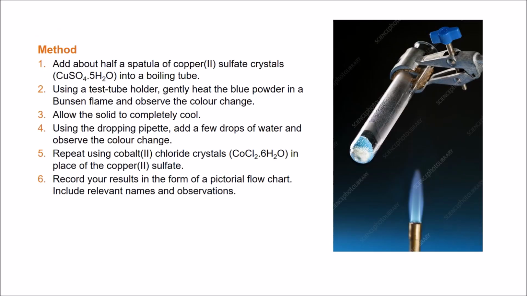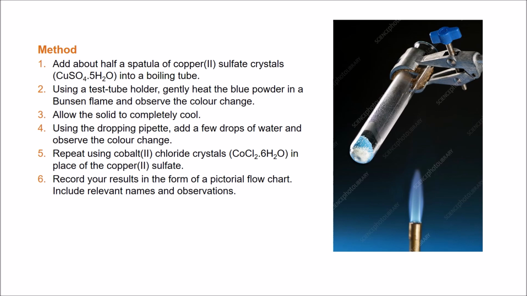So this is the experiment I'm about to show you. I'm going to add half a spatula of copper sulfate crystals, CuSO4 5H2O. You will need to know that a bit later on because you'll need to write down the chemical equation. I'm putting that into a boiling tube. I'm then going to use a test tube holder and heat the blue powder in the Bunsen burner. The copper sulfate is blue.